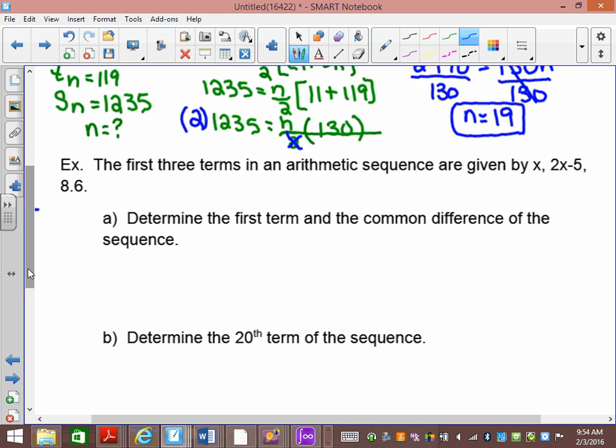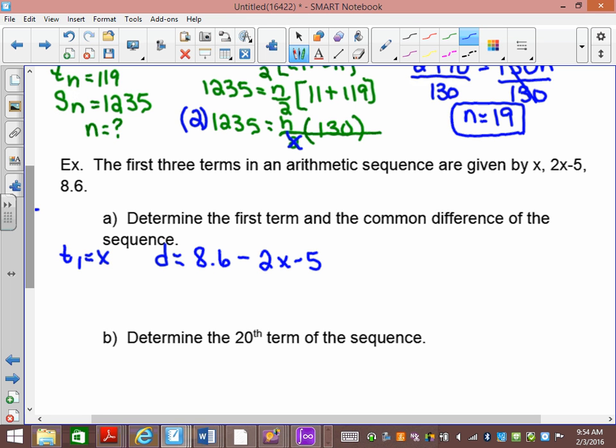Well, what's the first term? T1 is x, technically, right? What's the common difference? Well, we can go second term minus first term, or in this case, we could do third term minus second term because the third term doesn't have a variable, right? So we could go T3 minus T2. This is what everyone does.